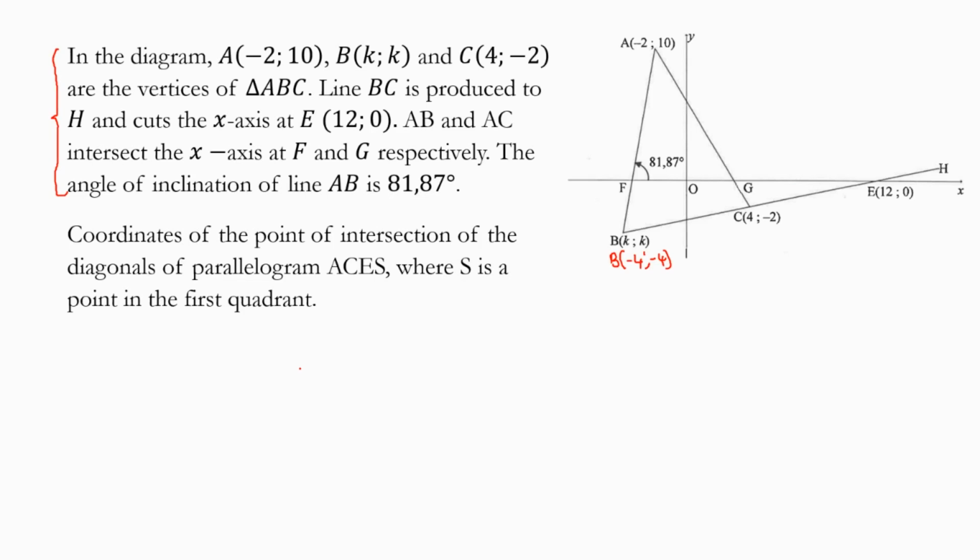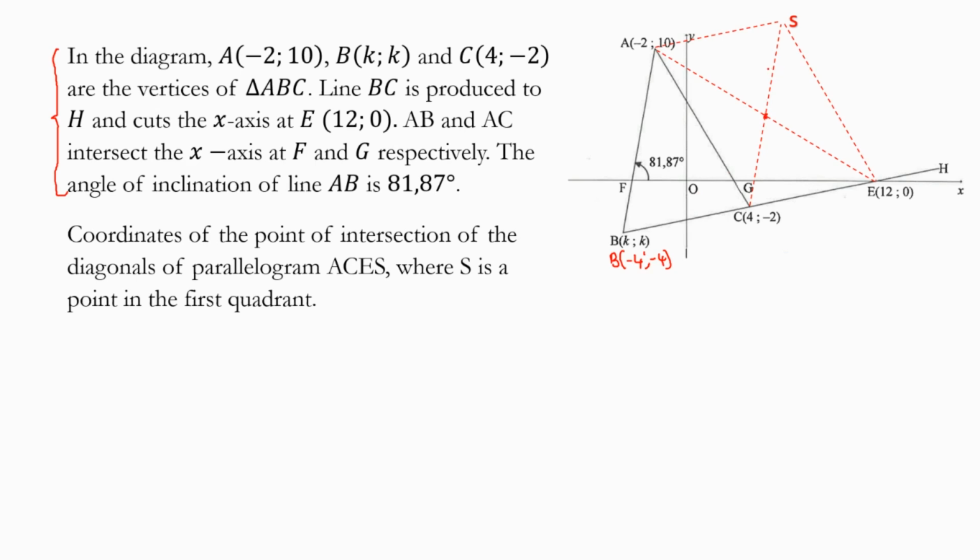Let's just have a rough sketch of our parallelogram. So it's going to be like this. This is the parallelogram, and we need the coordinates of the point of intersection of the diagonals. What do you know about the diagonals of a parallelogram? They bisect each other.